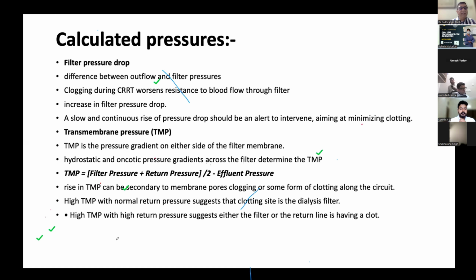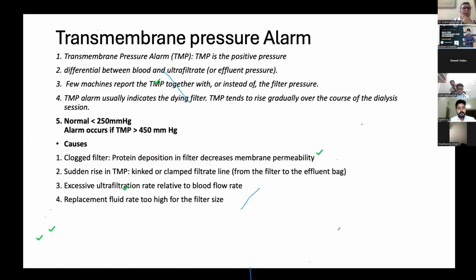If there is any rise in TMP, it could be due to membrane pore clogging or clotting of the dialyzer. If there is a high TMP with normal return pressure, that suggests the dialyzer is clogged. High TMP with high return pressure suggests the dialyzer is clotted. We'll be seeing that in the next slides.